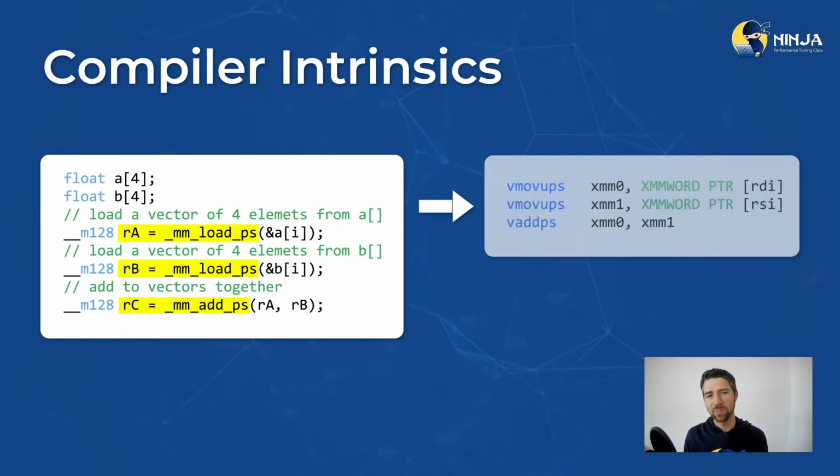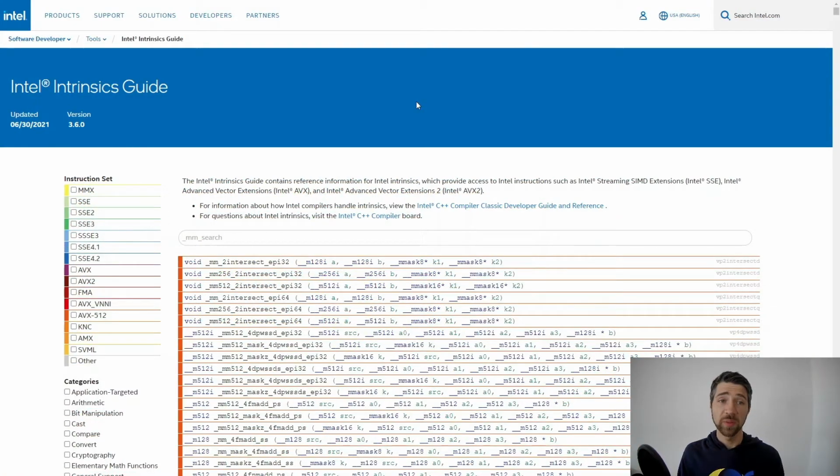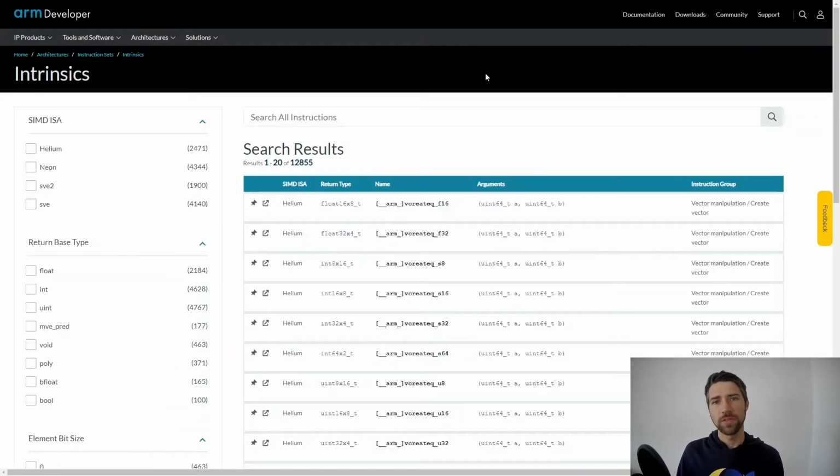Consider this simple piece of code, where intrinsics are highlighted in yellow. When the compiler sees this code, it pretty much has no choice but to generate the assembly instructions that I show on the right. All the modern compilers support this feature, although not all instructions have a direct compiler intrinsics equivalent. The list of all available compiler intrinsics for the x86 platform can be found in the Intel Intrinsics Guide. And here I show a similar guide for the ARM platform.